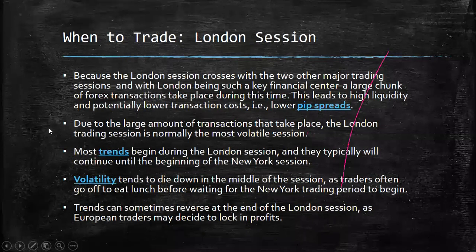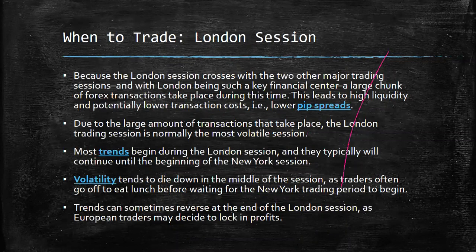On the London session, this London session crosses with the two other major trading sessions, and with London being such a key financial center, a large chunk of Forex transactions take place during this time. This leads to high liquidity and potentially lower transaction costs, for example lower pip spreads and things like that.